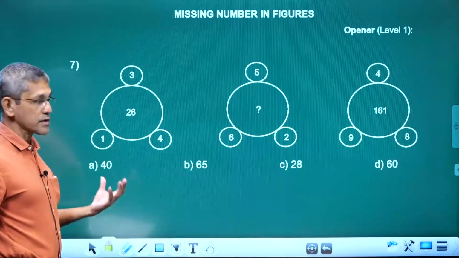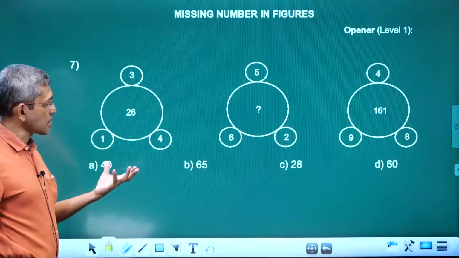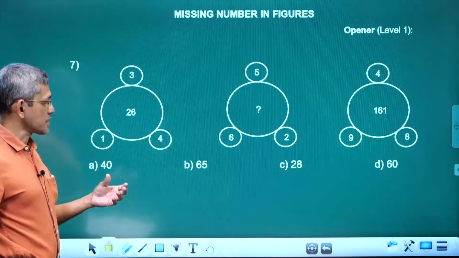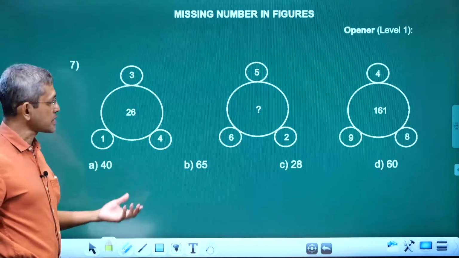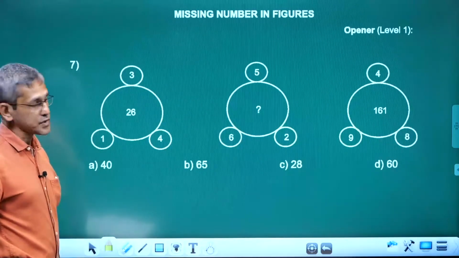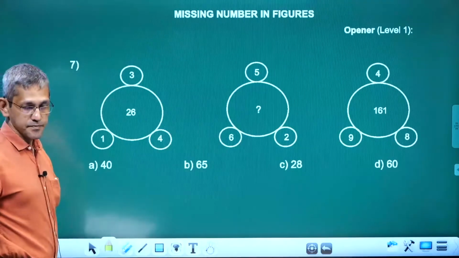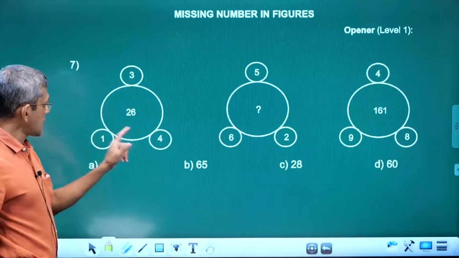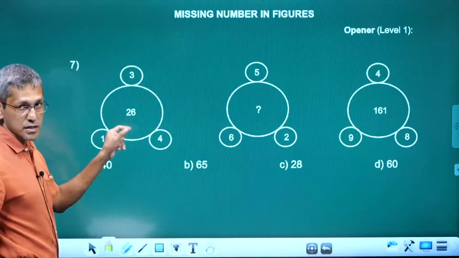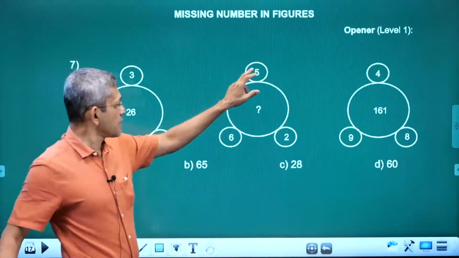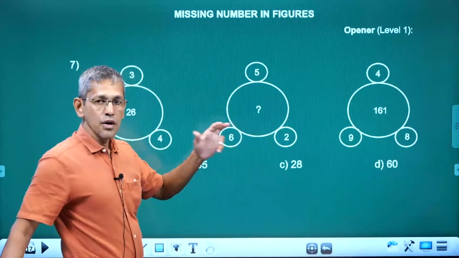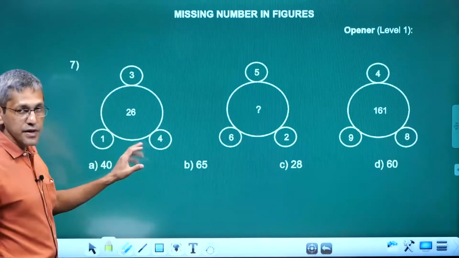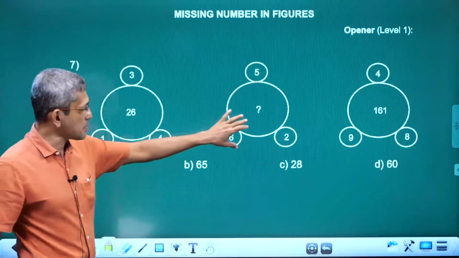Now we go further. The figures are getting complicated and the numbers are a bit more challenging as well in terms of their size and their kind of pattern formed over there. So let's try this. Question number 7. So what we have is 3, we have 1, we have 4. Now 26 is in the middle. And here we have 5, 6, 2. What kind of pattern? We have no idea. So whatever the pattern here, if we can identify the pattern, apply the pattern over here.